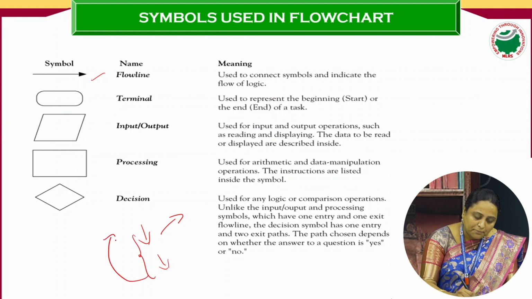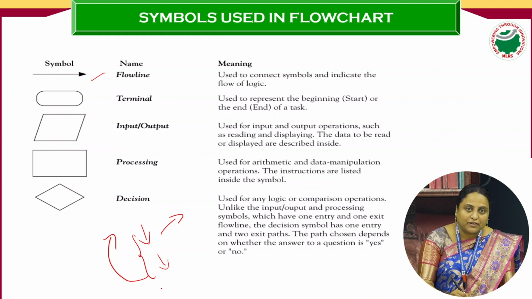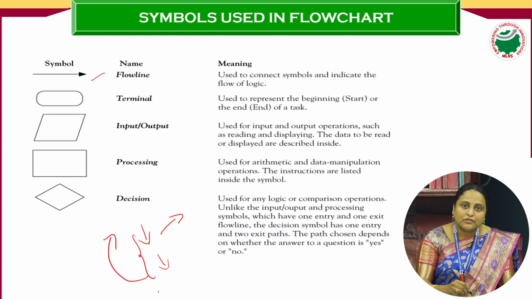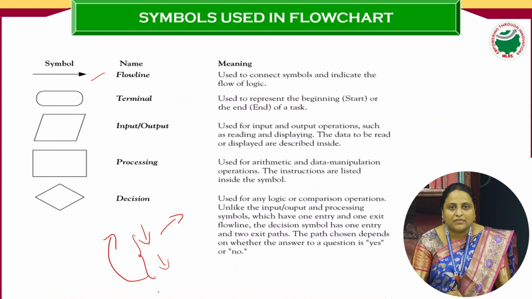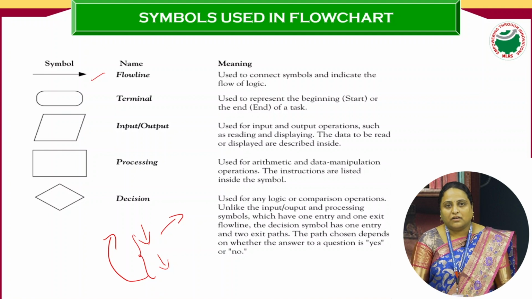Suppose I draw an up arrow like this, that means from here it is going backward and it is going to continue. So an arrow is a flow line which always represents the direction in which the control is flowing or the program instructions will be continued.